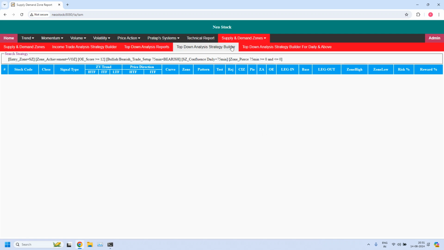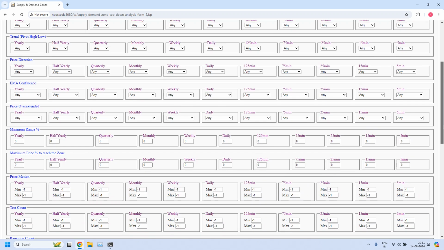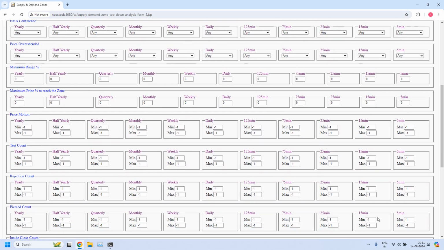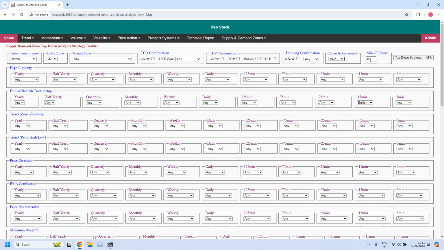Okay, and the next income trade is daily income trade. For daily income trade, entry time frame is 15 minutes. Bullish trade setup, entry zone, demand zone. In bullish or bearish trade setup, in 15 minutes time frame, I am selecting the value bullish. And this 15 minutes demand zone should not be pierced. So in pierced count parameter, in 15 minutes time frame, minimum value I am selecting 0, maximum value I am selecting 0, and the zone achievement is violated opposing zone. Minimum odd enhancer score is 12. All the three filters are applied to 15 minutes demand zone.